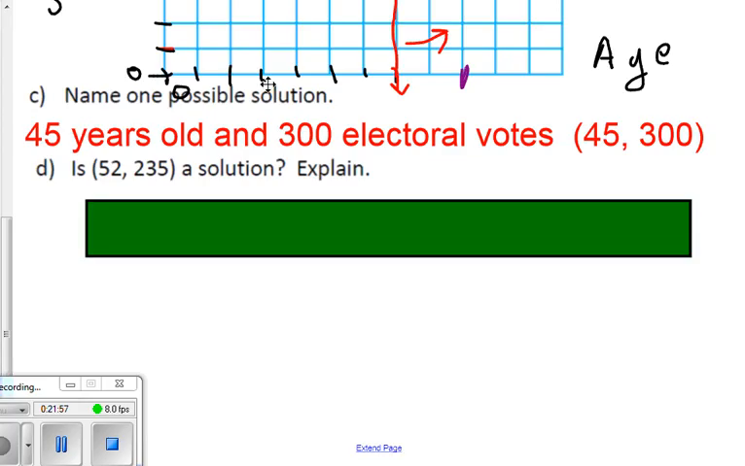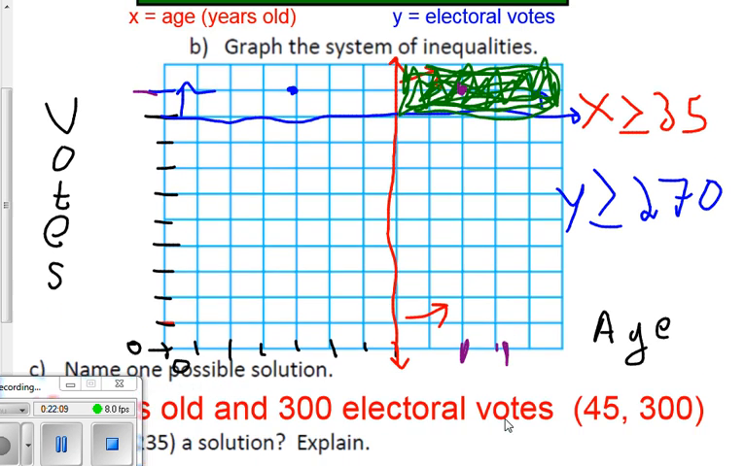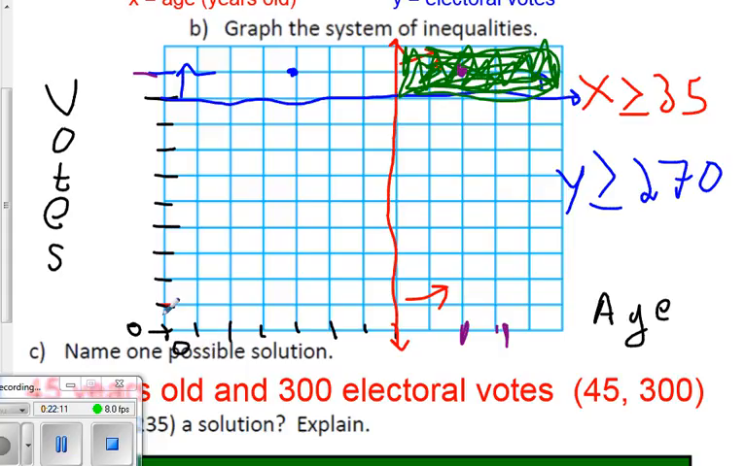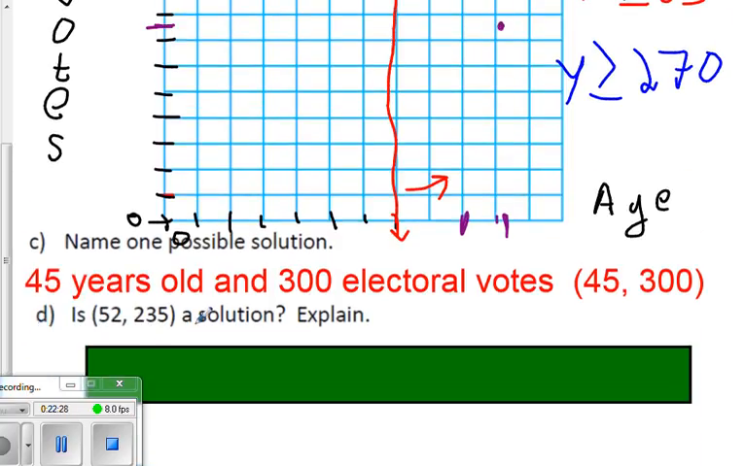Let's look at our last question then. Is (52, 235) a solution? Well, 52, looking over here, this was 45, this would be 50. About right here is 52. And for 235: 30, 60, 90, 120, 150, 180, 210, 240. So 235 would be somewhere around here. This person lands right about here. Would this be a solution? Is this person eligible to be president?